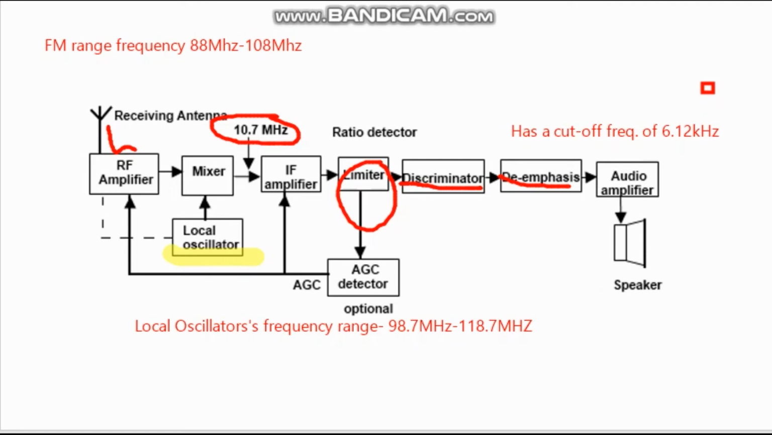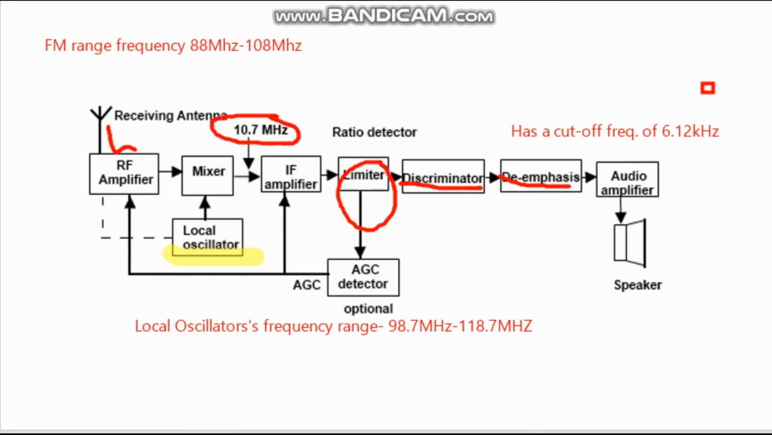So after the limiter, it will proceed to the discriminator, which is the counterpart of the detector or demodulator in the AM receiver. The demodulator uses a detector circuit, which extracts the original modulated signal. It recovers the modulated signal from the limiter.